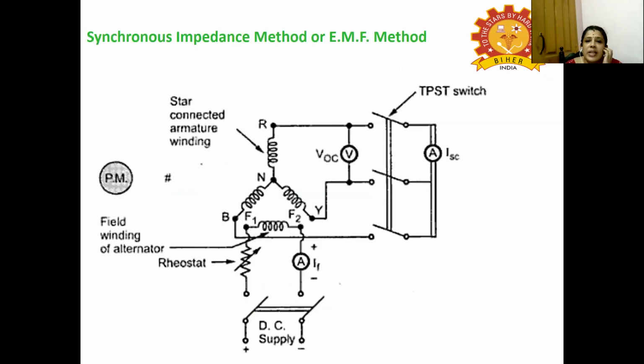Synchronous impedance method, or EMF method. This is otherwise called the pessimistic method. We are going to predetermine the regulation with the help of the OCC test and the short circuit test. Here again, the field winding of the alternator is excited by the DC supply. Then, with the TPS switch, we are going to calculate VOC and the IF field current.